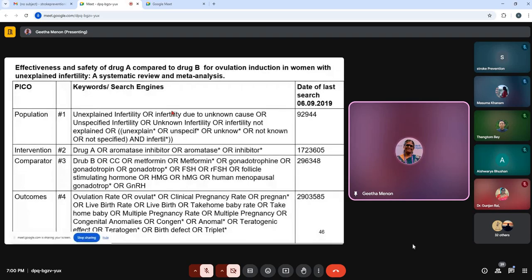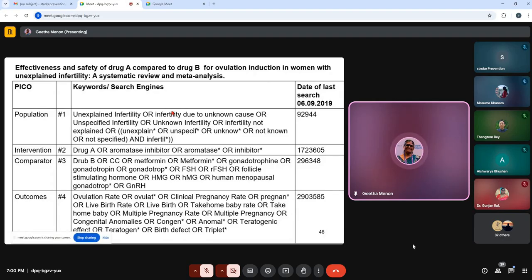and there you get about 92,944 articles. The intervention is drug A. It could be any drug, or some common other terms for drug A were aromatase inhibitor or aromatase or inhibitor. So you have to combine all these together separately also, and as a combined term also, and that led to about 17,23,605 articles. Then the comparator was drug B. Drug B could be drug B, or it was also called metformin. It was also called gonadotropin. It was also called some other drug. So all the names of the comparator drug have to be written up and combined using the OR term. And that led to about 2,96,348 results. So that many articles PubMed gave.